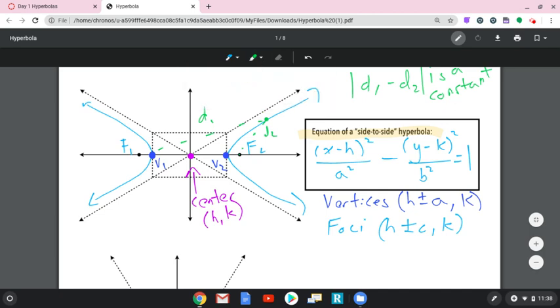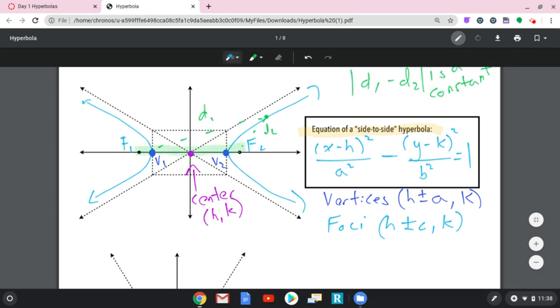This is my transverse axis, so it's going to be here. This, in green, will have a horizontal transverse axis. Now your transverse axis will always include the axis that your vertices and your foci and your center are on. All those points, your center, vertices, and foci, are all on that transverse axis, and that will help you determine which way it goes.